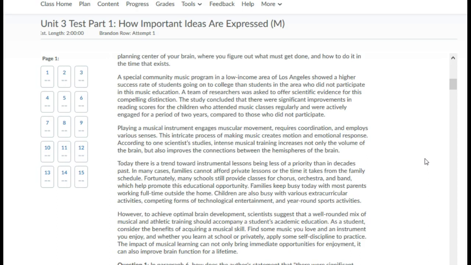Today there is a trend toward instrumental lessons being less of a priority than in decades past. In many cases, families cannot afford private lessons or the time it takes from the family schedule. Fortunately, many schools still provide classes for chorus, orchestra, and band, which help promote this educational opportunity. Families keep busy today with most parents working full-time outside of the home. Children are also busy with various extracurricular activities, competing forms of technological entertainment, and year-round sports activities.